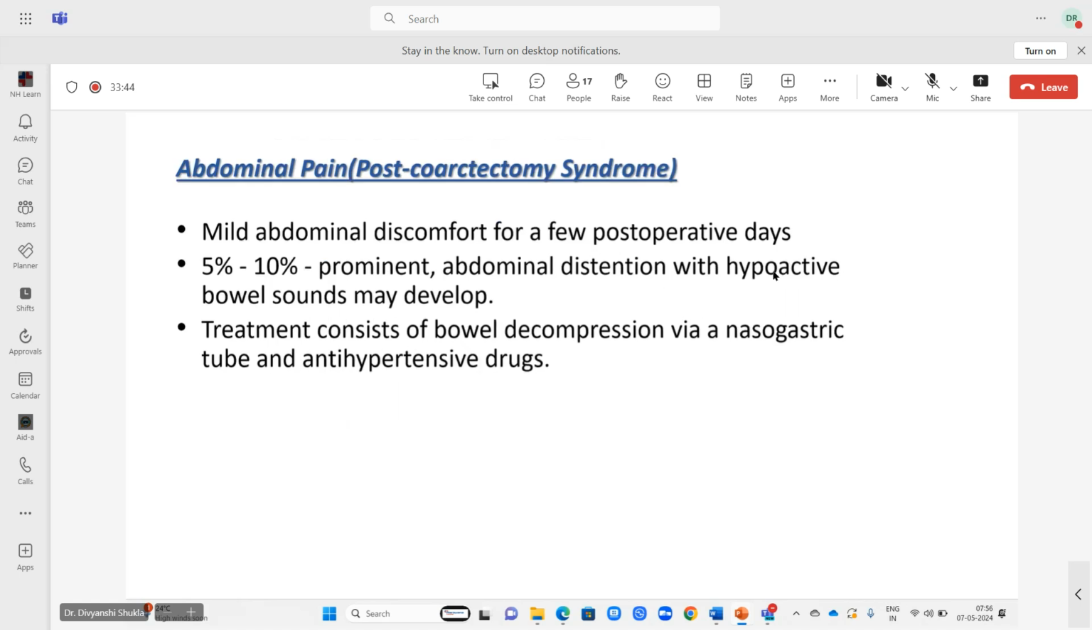Abdominal pain, post-coarctectomy syndrome. Mild abdominal discomfort for a few post-op days, 5 to 10% is there. Abdominal distension with hypoactive bowel sounds may develop. Treatment consists of bowel decompression via nasogastric tube and antihypertensive drug.